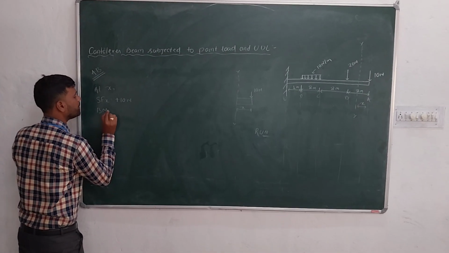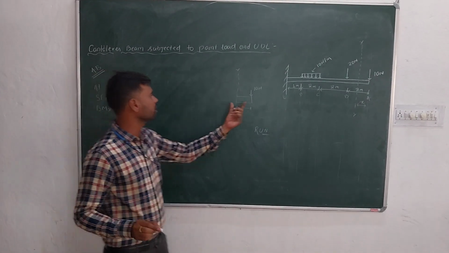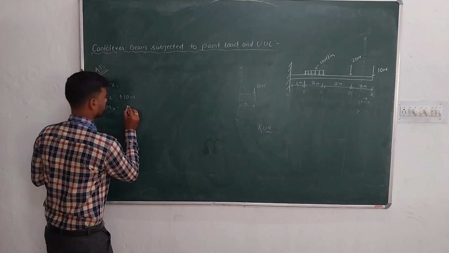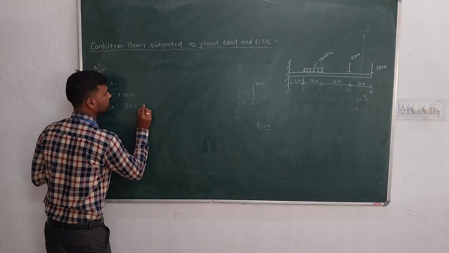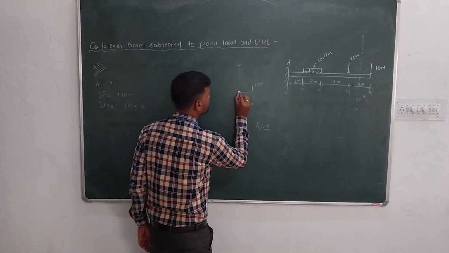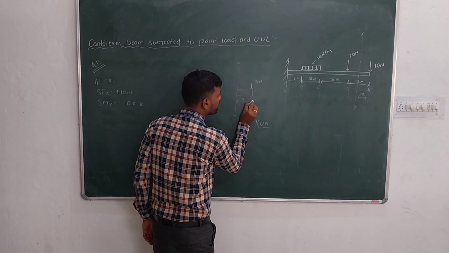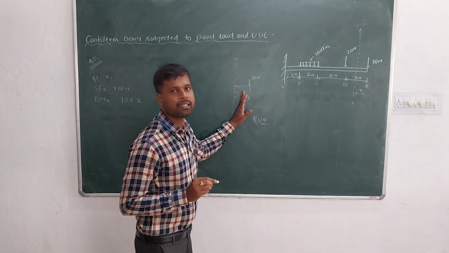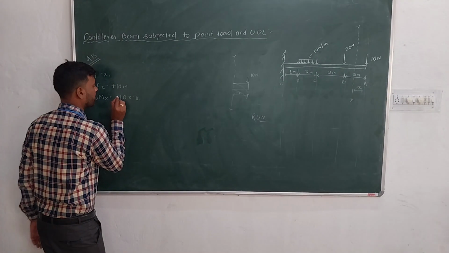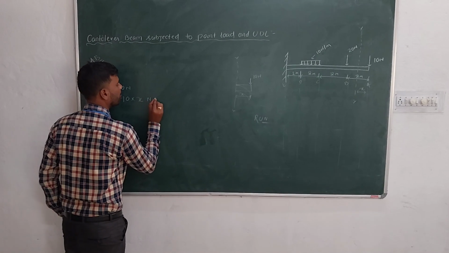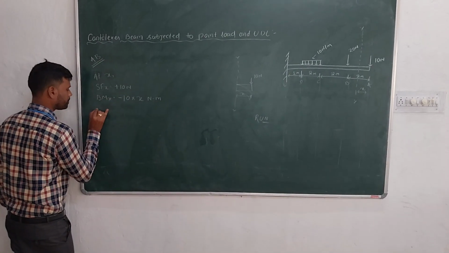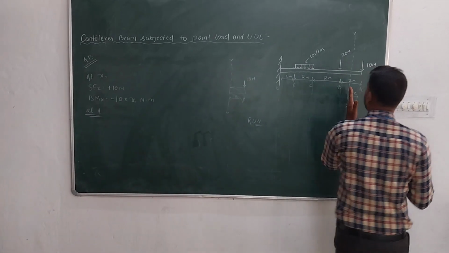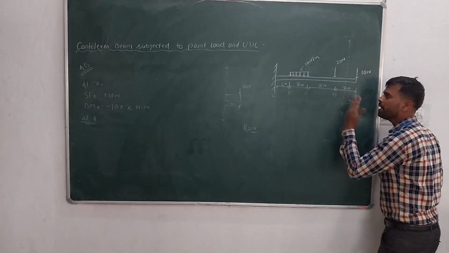Bending moment at x will be force into distance. Here force is 10 Newton and distance is x. So 10 into x. When this load acts, there is a tendency that the beam will bend in this direction, so the sign is negative: minus 10x Newton meter. So at A, x will be 0. In the case of B, x will be 2.